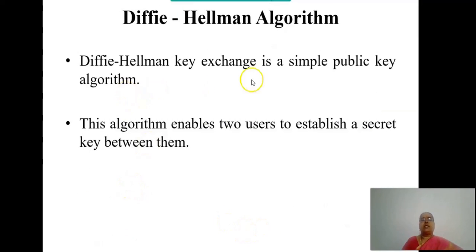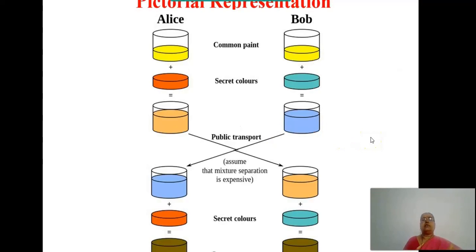So the Diffie-Hellman key exchange algorithm is a simple public key algorithm, and it enables two users to establish a secret key between them. Now, how the algorithm helps to share the key between sender and receiver in secret can be explained by means of an example.